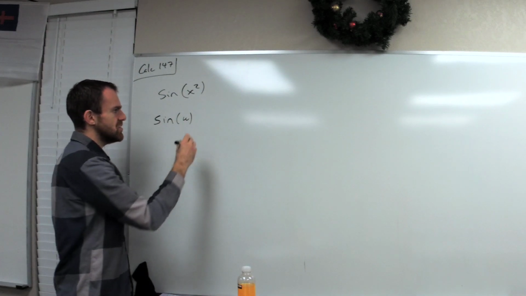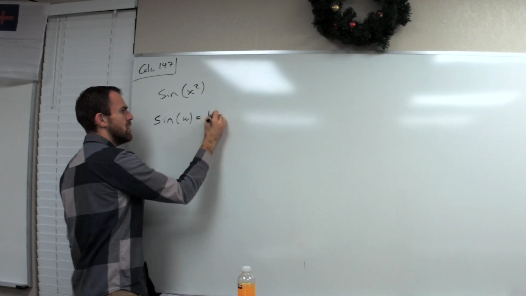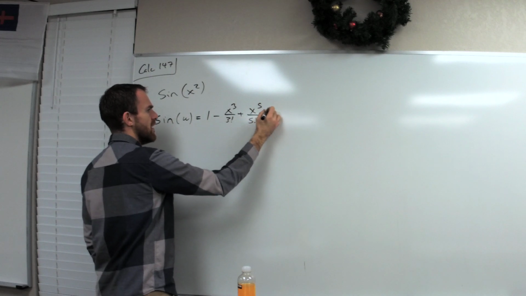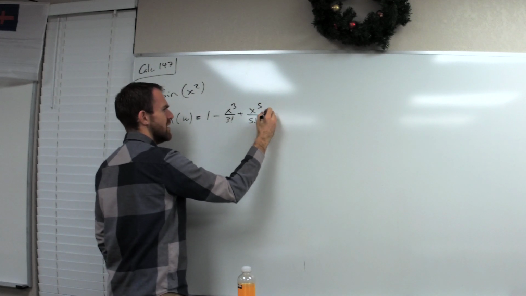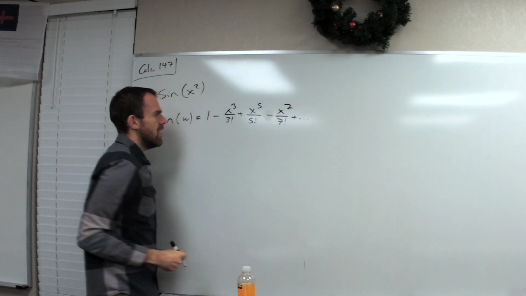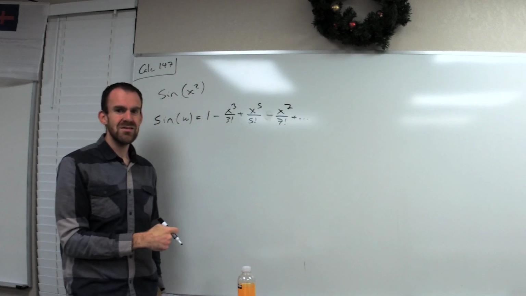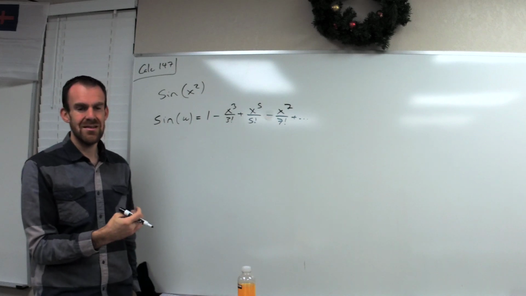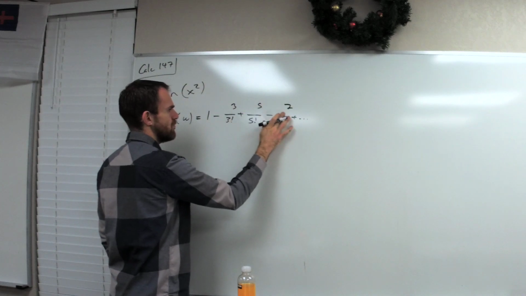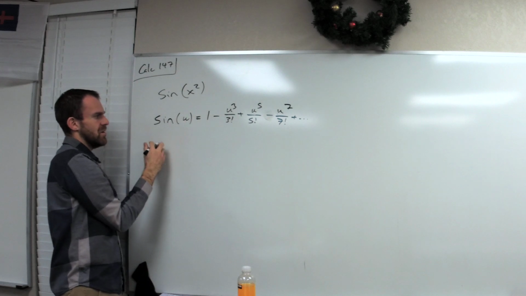So what is the power series for sine? Well, if you remember your Maclaurin polynomial, and I hope you do, it is x minus x cubed over 3 factorial plus x to the 5th over 5 factorial minus x to the 7th over 7 factorial, and so on. Remember, sine is all the odd powers, cosine is all the even powers, because sine is an odd function, cosine is an even function. Now, these are all u's. Now, we're simply going to plug in x squared for u.